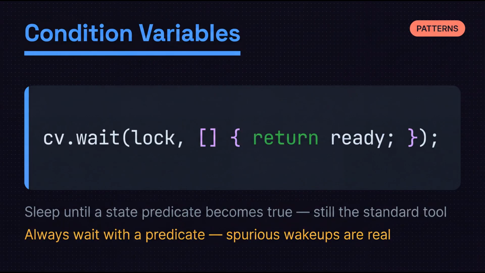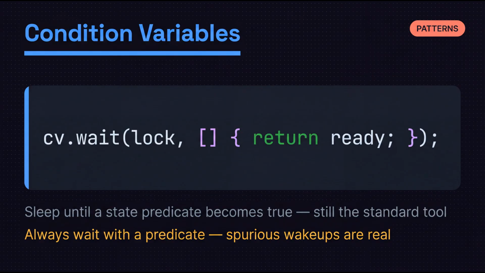Condition variables remain the standard tool for sleeping until a state predicate becomes true. The pattern is simple: cv.wait(lock, [] { return ready; }). The thread sleeps until notified, then checks the predicate. If the predicate is true, it proceeds. If not, it goes back to sleep.